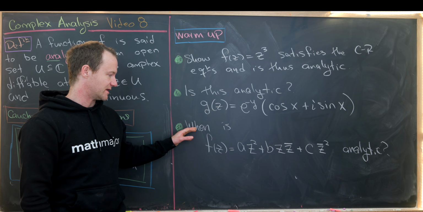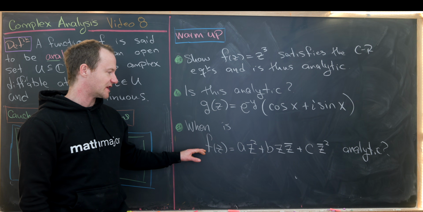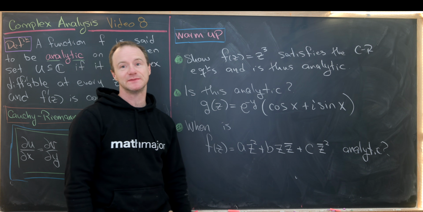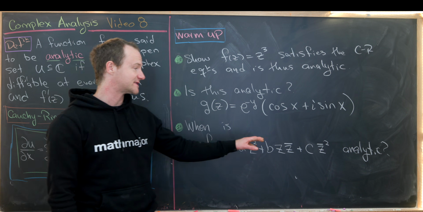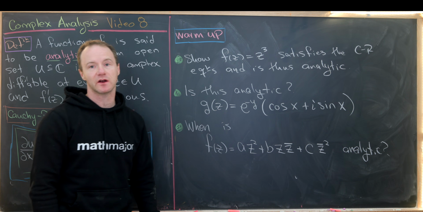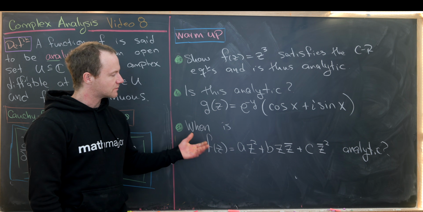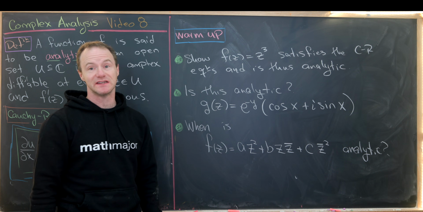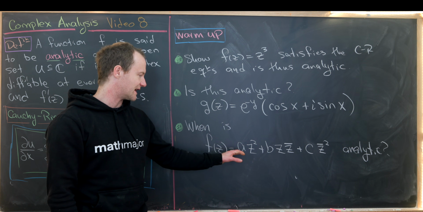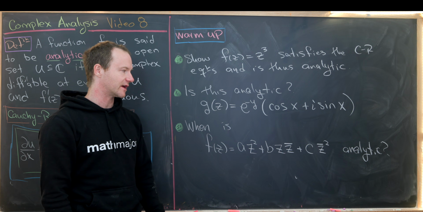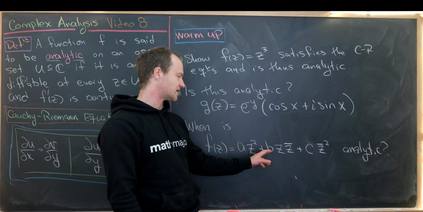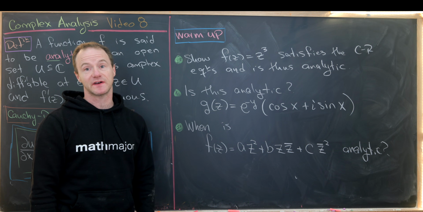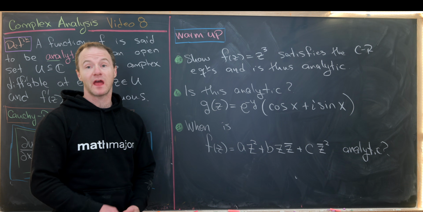And then finally, decide when the function f of z, which is a times z squared plus b times z bar plus c times z bar squared, is analytic. So it's obviously going to be analytic if b and c are both 0, because we already showed that f of z equals z squared is analytic. But is it possible to massage the values of b and c so that something like this satisfies the Cauchy-Riemann equations? And that's a good place to stop.